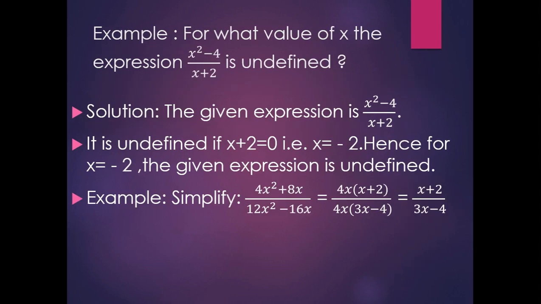So now we have the next example. For what value of x is the expression x square minus 4 over x plus 2 undefined? The given fraction is undefined when the denominator equals 0. So for making the denominator equal to 0, what must be the value of x? We have to determine the value of x; we should think about this ourselves. So what must be the value of x so that this denominator becomes 0? The value of x must be minus 2.